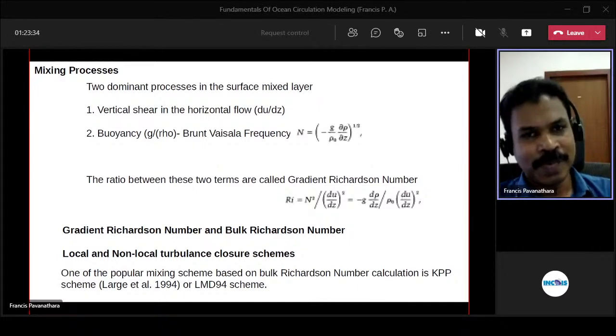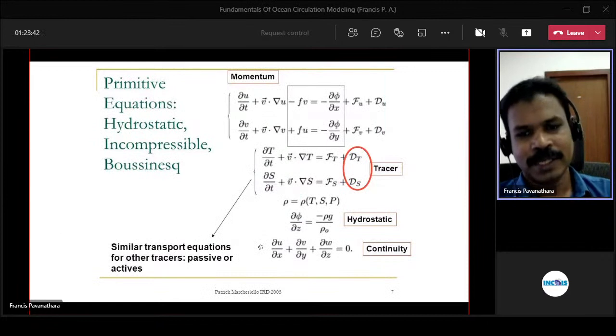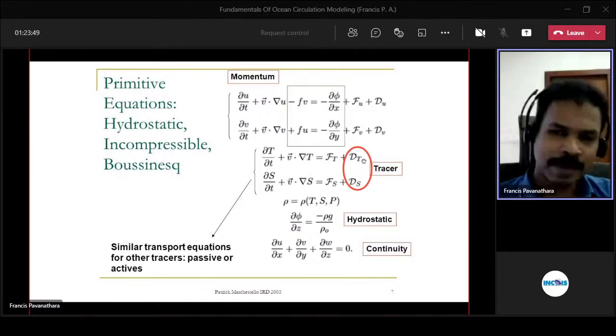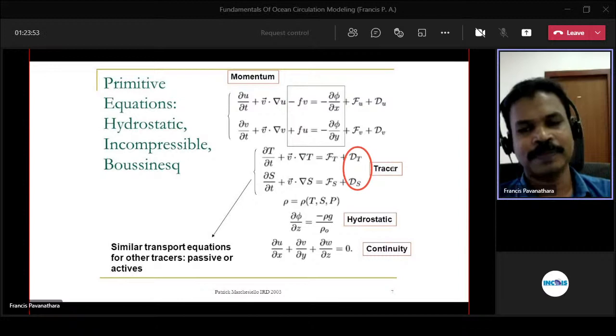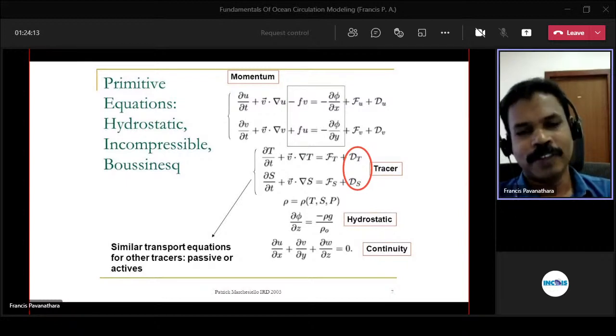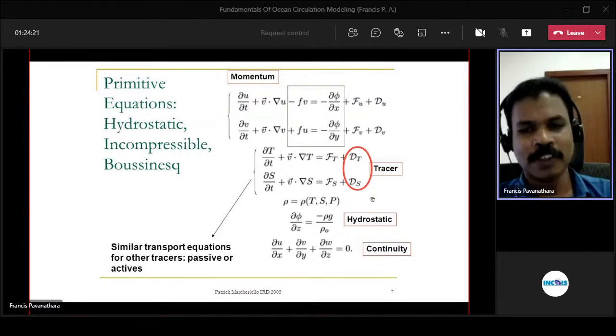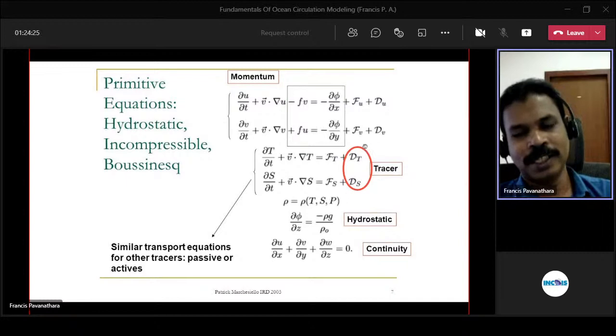a mixing scheme. Why do we have to do this? Because, as I said in one of the previous slides, the term which I have shown in this red circle is a critical parameter, and these are called the diffusion parameters. The time scale and length scale at which these processes take place vary a lot. And most of the time, irrespective of the time scale or length scale we define for the model, this may not be represented very well in the ocean model. So this has to be explicitly given, and a large fraction of the problem comes from this part in the ocean models. Uncertainty comes from the representation of mixing processes in the ocean.